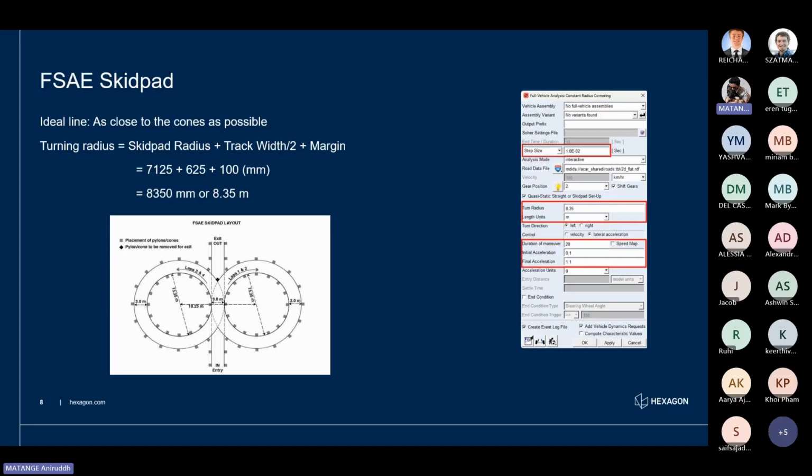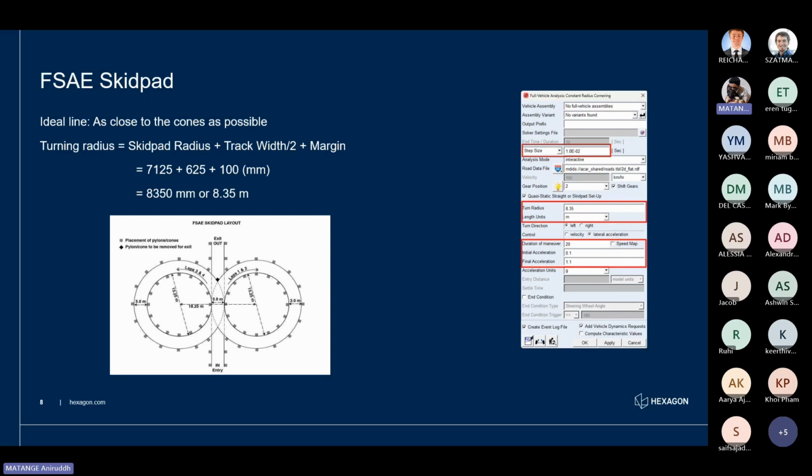How do you select your inputs to the simulation? So we're going to be doing the FSAE skidpad, which we know from their information that the skidpad radius is 7125 mm. We know that our track width is roughly around 1250, give or take, depending on how you have set up your suspensions.